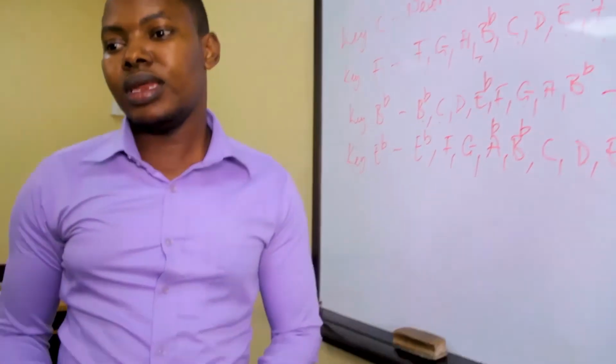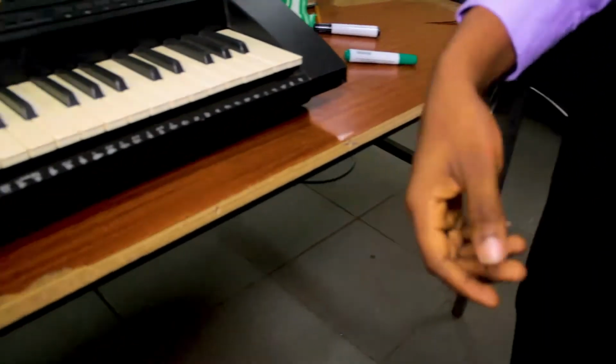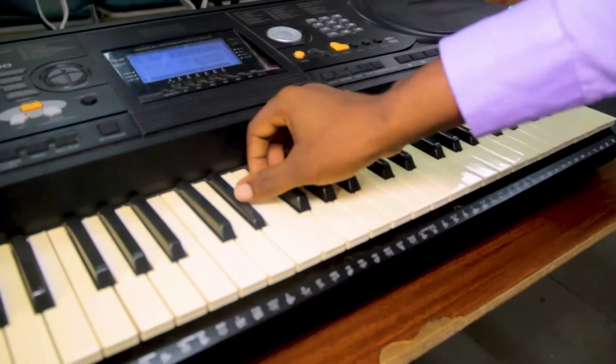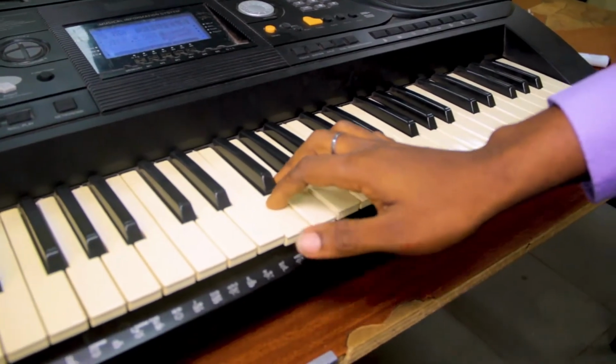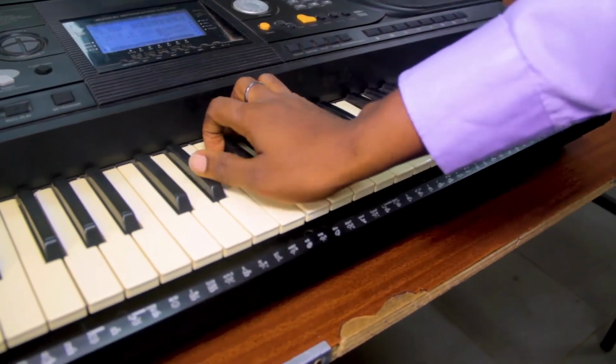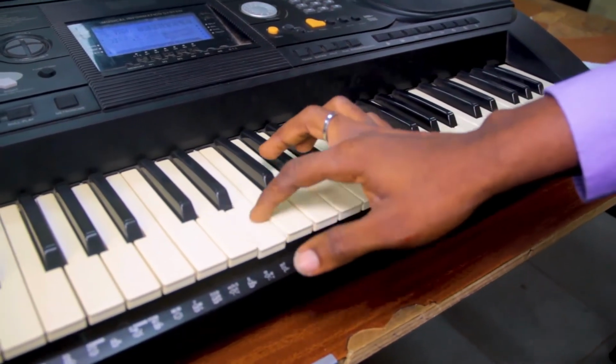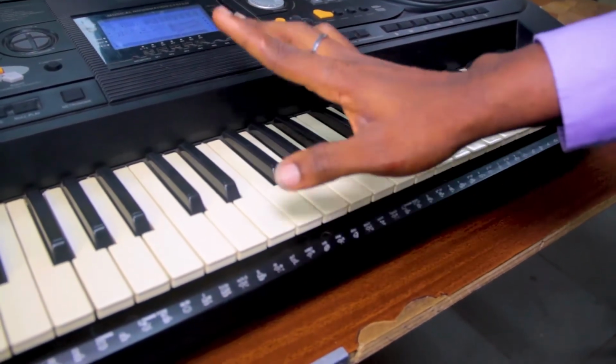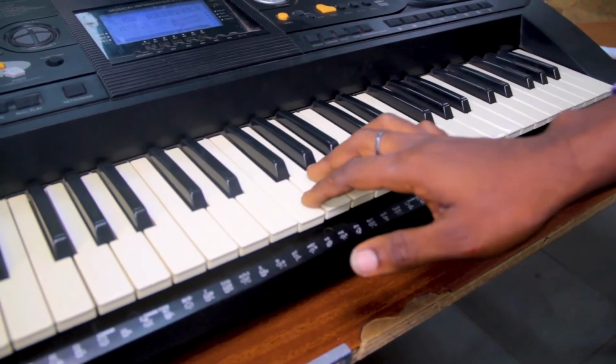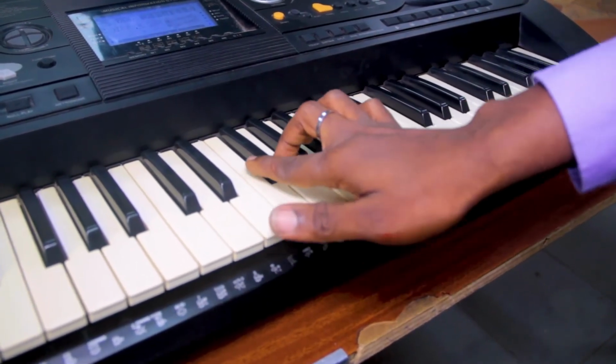Now let me go over again with this. This is E flat. E flat to F is a tone because 1 semitone, another semitone, so 2 semitones make 1 tone. Now F to G is a tone, right? Because there is a black key in between.